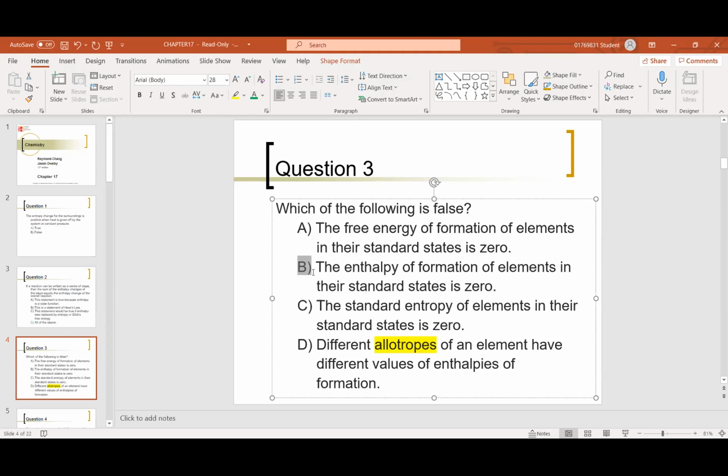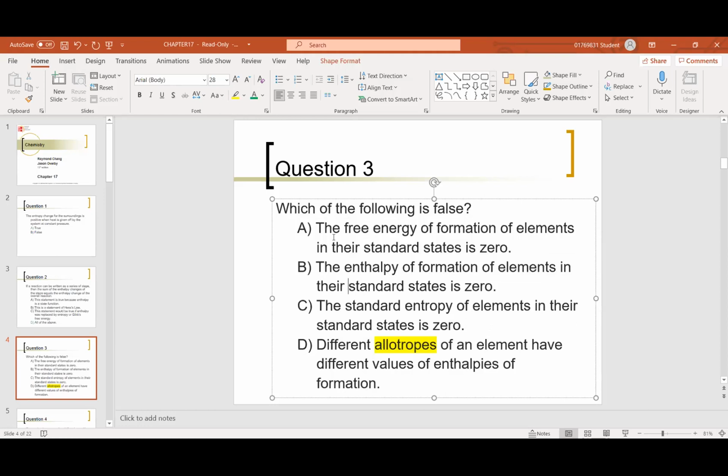An allotrope would be when a chemical element can exist in 2 or more different forms in the same physical state. For example, carbon, you would have it as graphite and then a diamond. Different allotropes of an element have different values of enthalpies of formation. Okay, that one is true. I know for a fact this is true. Now that I know what that is, the standard entropy of the elements in their standard state is 0. I don't think that's true, but these two also seem false to me.